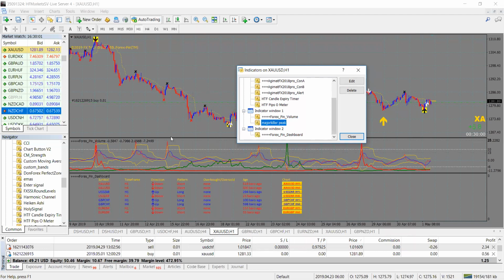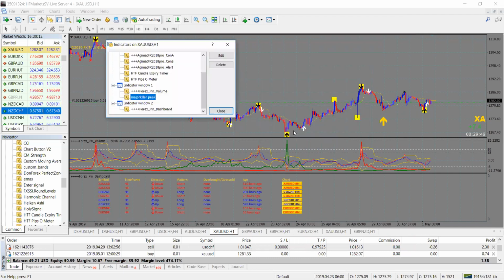I know it might not be too clear, but when it spikes red, it shows exhaustion in volume for you to sell, and when it spikes green, it shows exhaustion in volume for you to buy. And you can see that it pretty much lines up with the Agimat yellow box. See that Agimat yellow box.